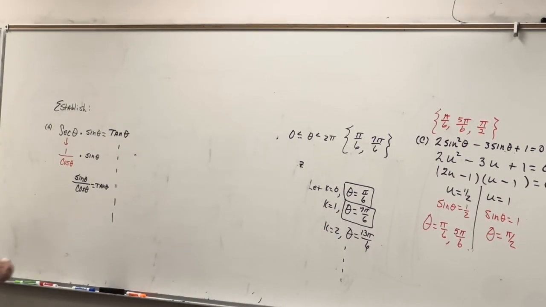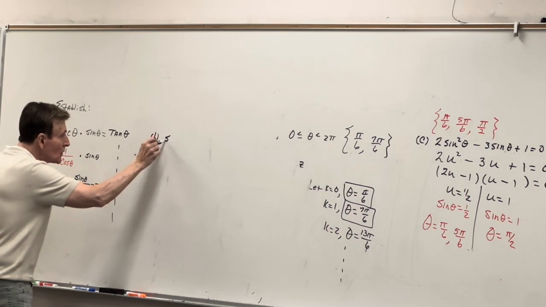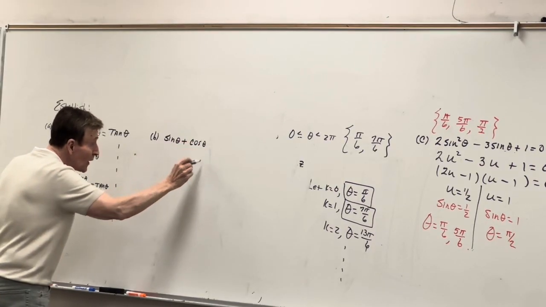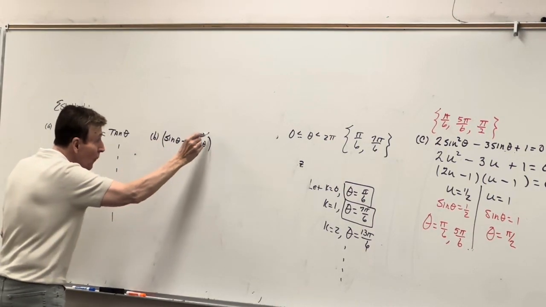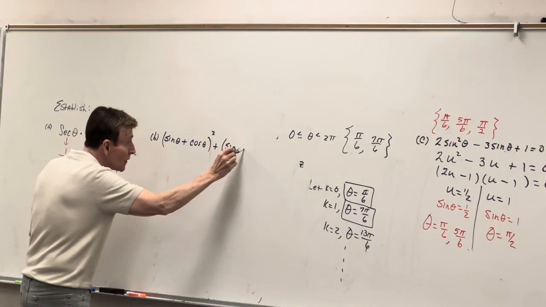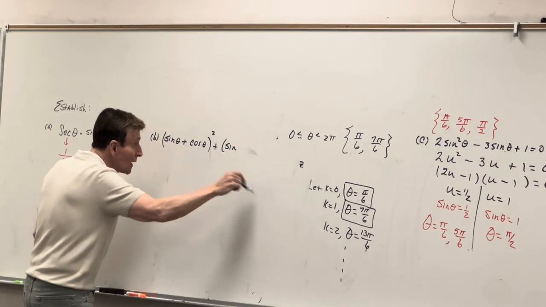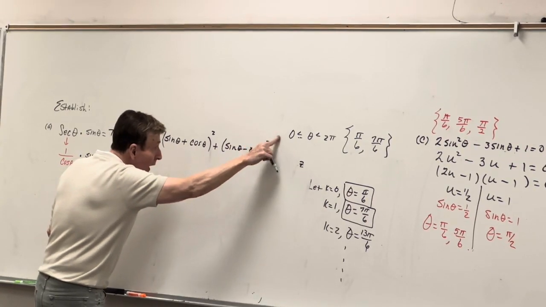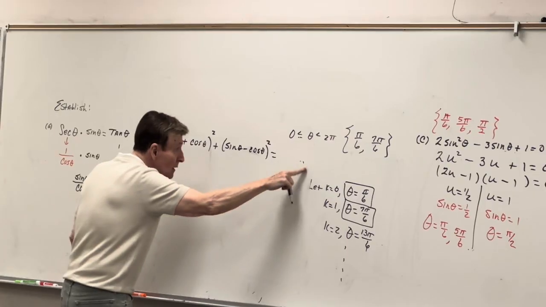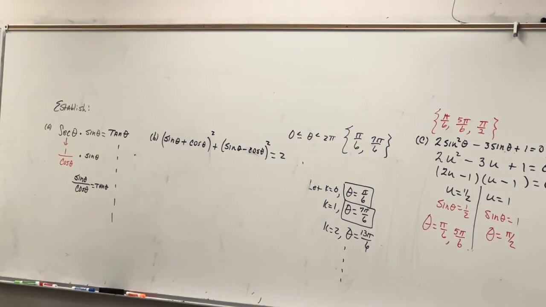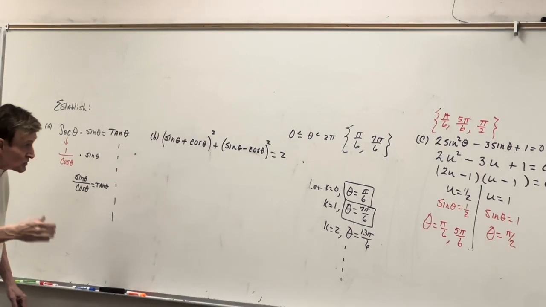Tell me what the next one is. Sine theta plus cosine theta, all in parentheses, squared, plus parentheses sine theta minus cosine theta squared equals how much? 2. Well, it doesn't follow yet. You're not trying to solve anything like I was solving earlier. No, you're just trying to show those two sides are equal.